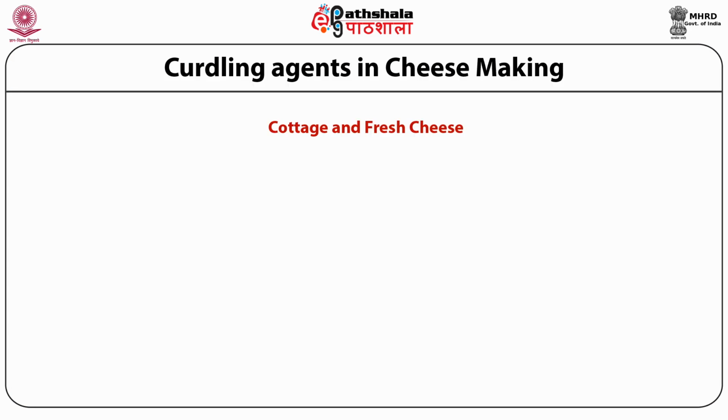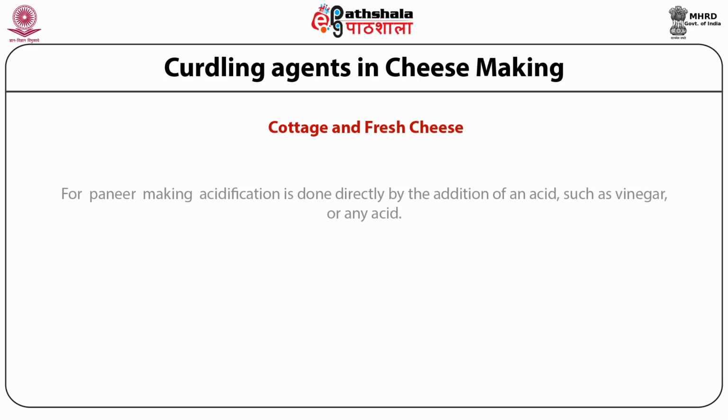The decision of curdling agent depends upon the type of cheese. That is for paneer making, which is a very sought-after Indian milk delicacy. Acidification is done only directly by addition of an acid, which is generally citric acid, vinegar, or any other acid can be employed for the purpose.